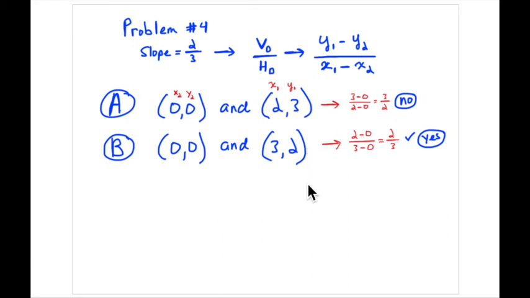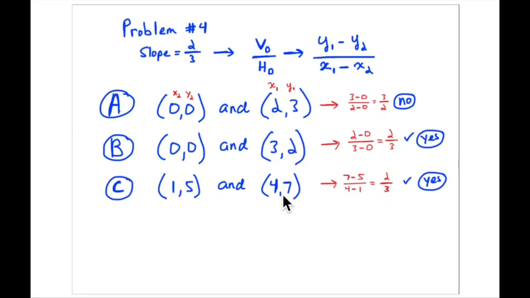And so how far have you gone up the y-axis? Well, you've gone up the y-axis 2 units. And so what's the horizontal distance? The horizontal distance is 3 units, because you've just moved along the x-axis from 0, 0. So that ratio is 2/3. So that does have a slope of 2/3. So that one's yes, that is an answer to the problem.